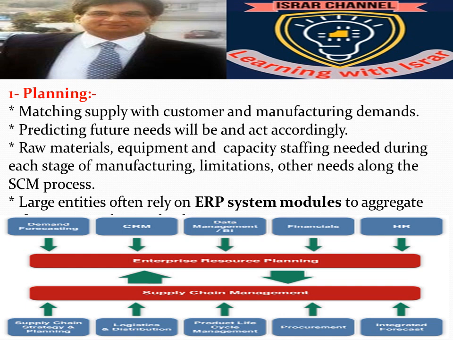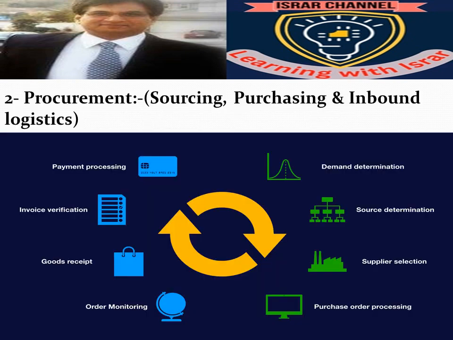This relates to raw material needed at each stage of manufacturing, what kind of equipment we need, and then capacity and limitation and other staffing requirements. So the large companies usually use ERP system modules, which is enterprise resource planning, to aggregate the information and compile the plans.